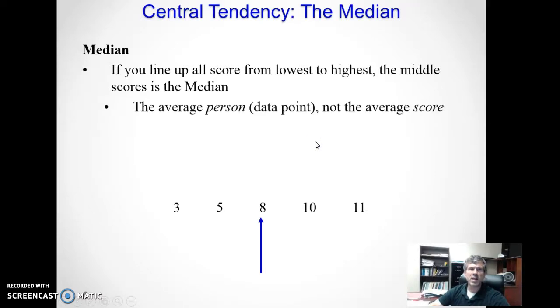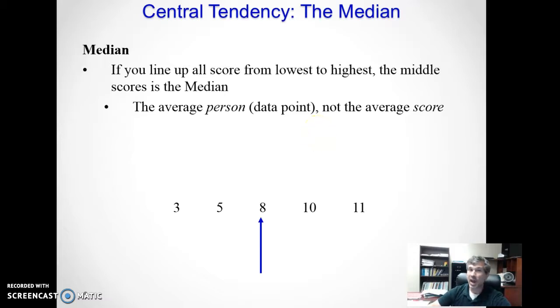So here's how the median differs from the mean. The median represents the average person, the person right in the middle of the distribution. What's their score? Or the data point if we're not measuring people. What's the score of the person smack in the middle where half of the scores are above them, half of the scores are below them? The person in the 50th percentile, say.